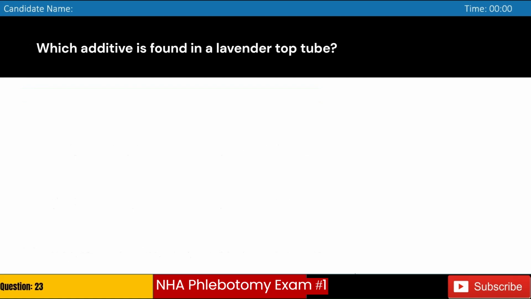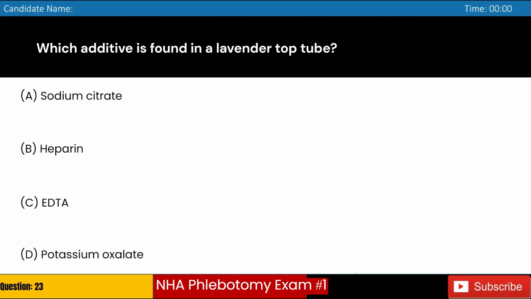Which additive is found in a lavender top tube? A. Sodium citrate. B. Heparin. C. EDTA. D. Potassium oxalate. Answer C. Lavender top tubes contain EDTA, an anticoagulant used for hematology tests.